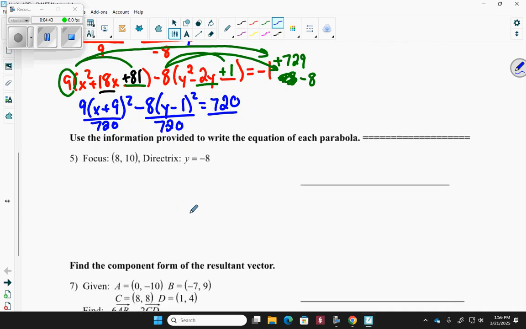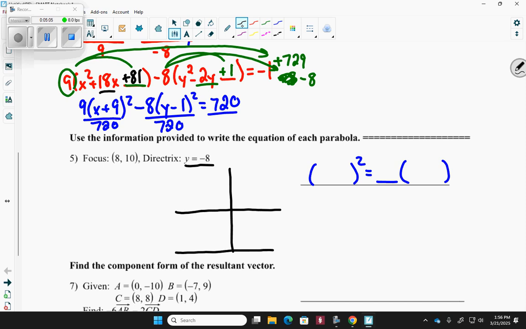Next is focus and directrix. Because I'm dealing with parabolas, I know it's going to look like something squared is equal to something on the outside. However, I don't know if I'm starting with x or y, so I'm going to graph it just to give me an idea. y is equal to -8, so I'll guesstimate that -8 is down here and label y is equal to -8. The focus is 8, 10. Again, I'll guesstimate and put 8, 10 right here. Now, I kind of ran out of space here.